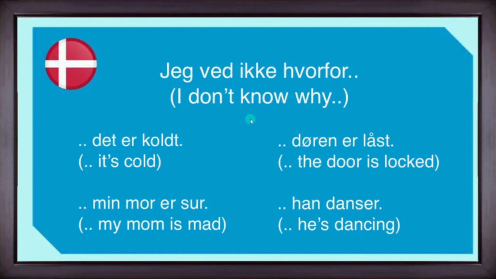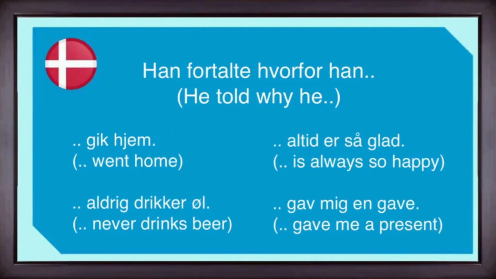Right? Jeg ved ikke, hvorfor det er koldt. Jeg ved ikke, hvorfor min mor er sur. Jeg ved ikke, hvorfor døren er låst. Jeg ved ikke, hvorfor han danser. Han fortalte, hvorfor han. He told why he. So he conveyed the reason, the information. Han fortalte, hvorfor han gik hjem.